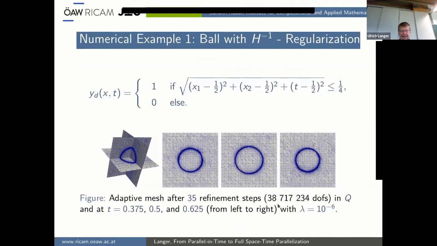Numerical results. If you use this H minus one regularization, the control is concentrated on the ball, but in 2D now. The same example, but in 2D. Then I can show everything. You have the control concentrated on this circle. It starts expanding and shrinking. This is a cut, the space-time cylinder.